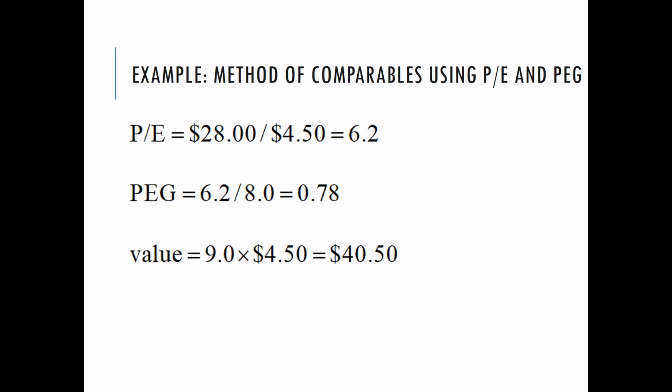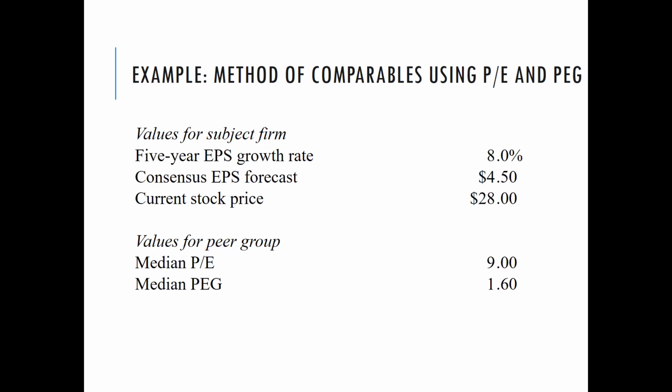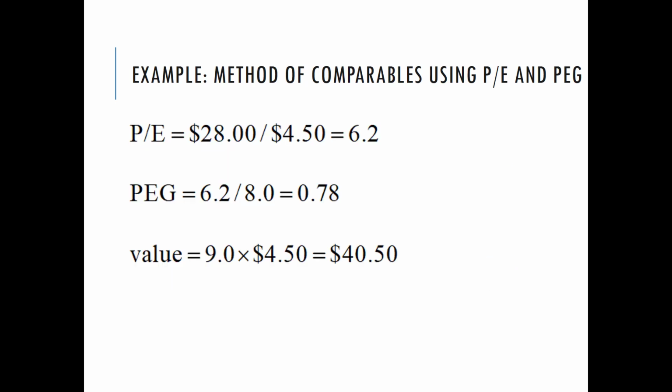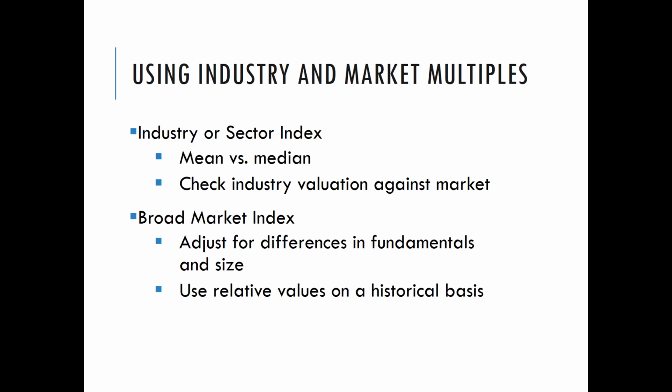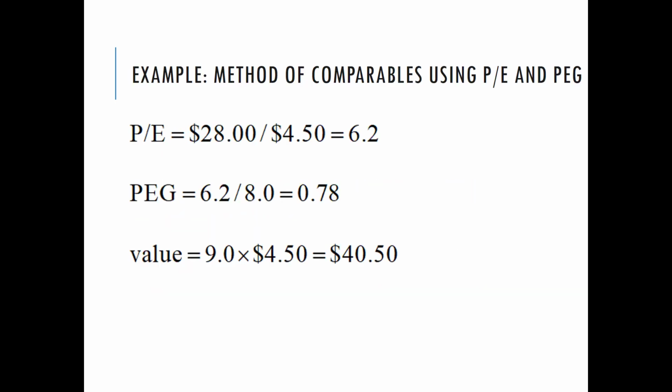So how would you apply the valuation in this case? Well, in this case, you might, for example, use the median price to earnings ratio of 9. So you take that 9 multiplied by the forecasted earnings per share, and you get $40.50. Now that $40.50 is a value in itself, in the sense that that is what you believe the value could be.